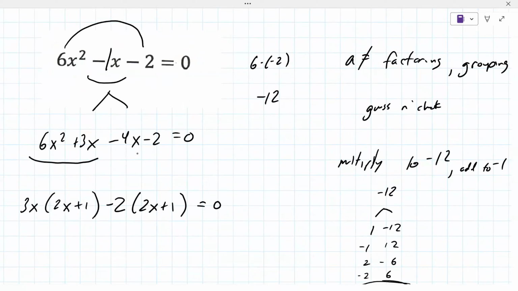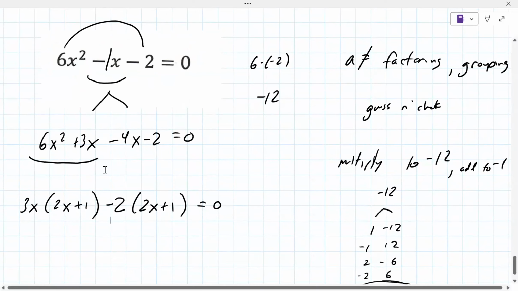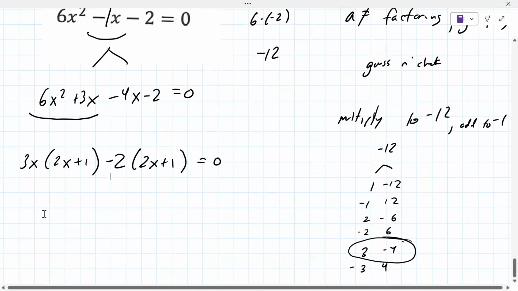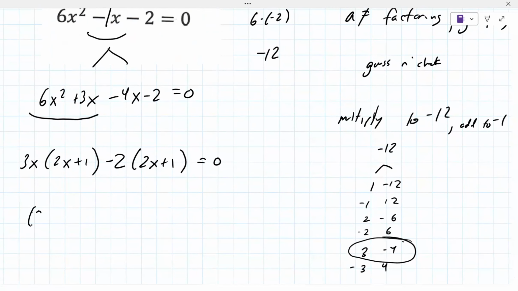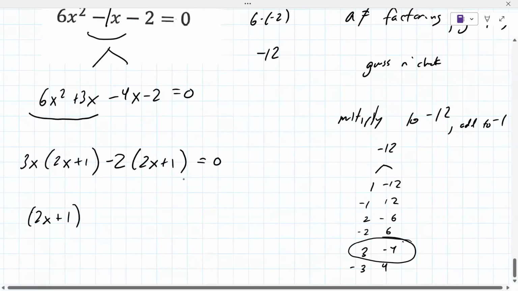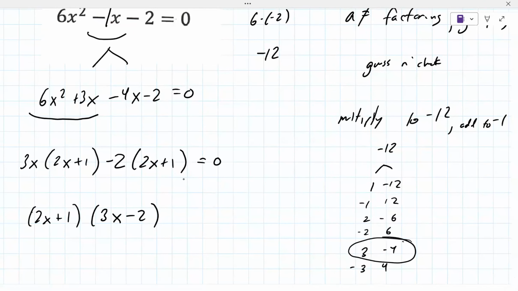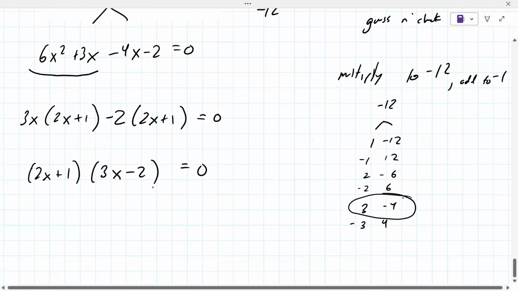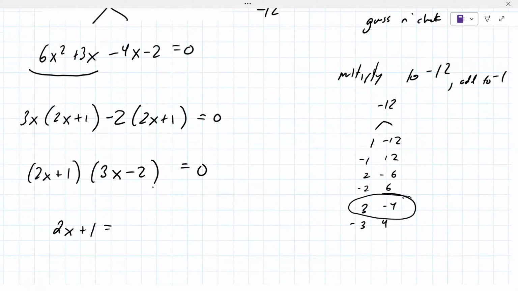If this seems more complicated, it is at the start, but when you do a few, you realize this is actually better because it always works. Then each of these has a 2x plus 1. So it becomes 3x minus 2 because you factored out. And then to finish this, you set each of these equal to 0.